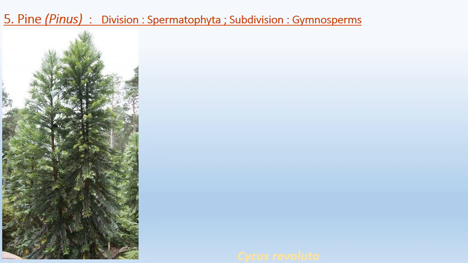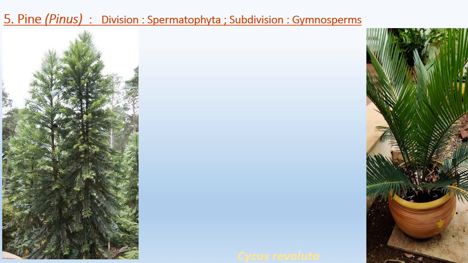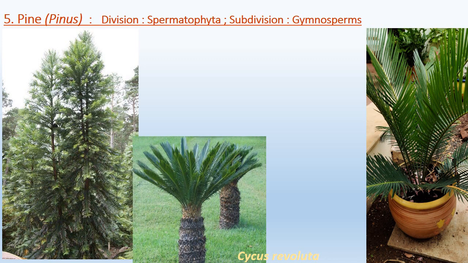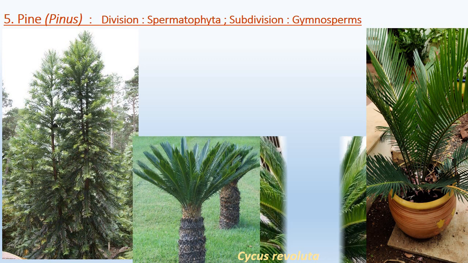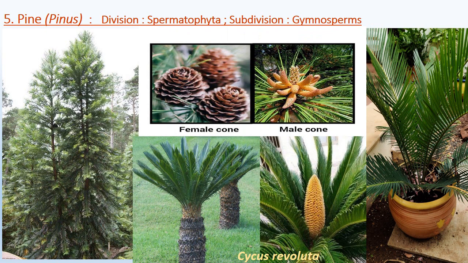The fifth plant is Pinus or pine tree from the division Spermatophyta and subdivision Gymnosperms. So this is Picea tree. We know it as Christmas tree. Another example of gymnosperms is a cycas plant. This is a fully grown cycas tree, and this is the male cone of Cycas revoluta. These are the female cone and male cone of Pinus.